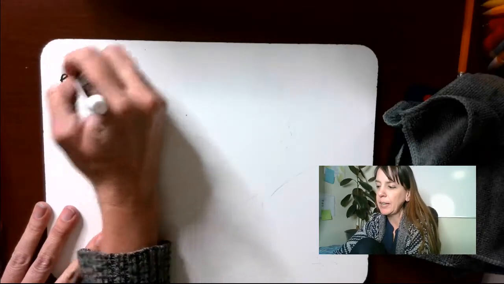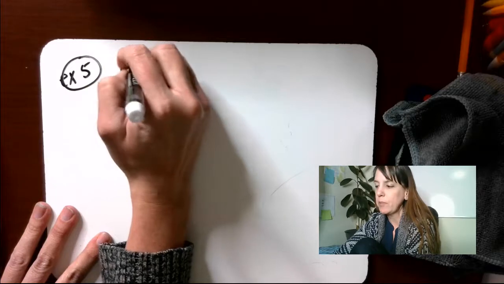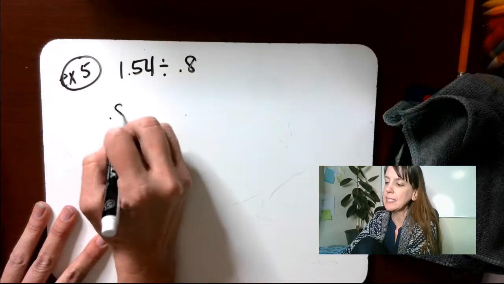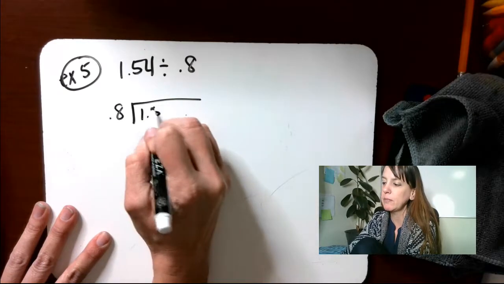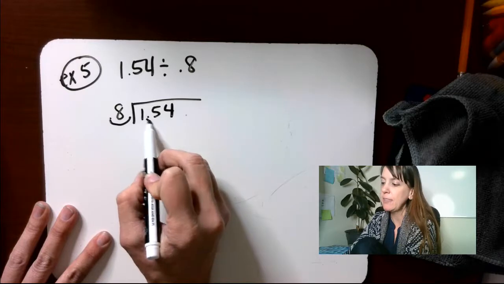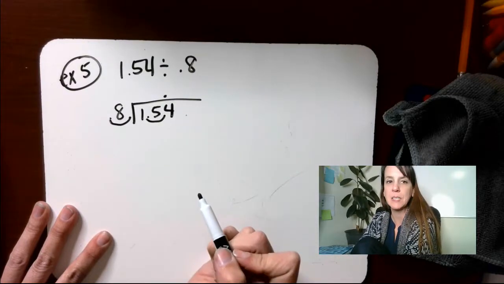All right, so let's see. Example number 5 says 1.54 divided by 8/10. So we take 8/10 and we divide it by 1.54. This has to be moved over to here, and this has to be moved over here. So I'm gonna bring that decimal up.